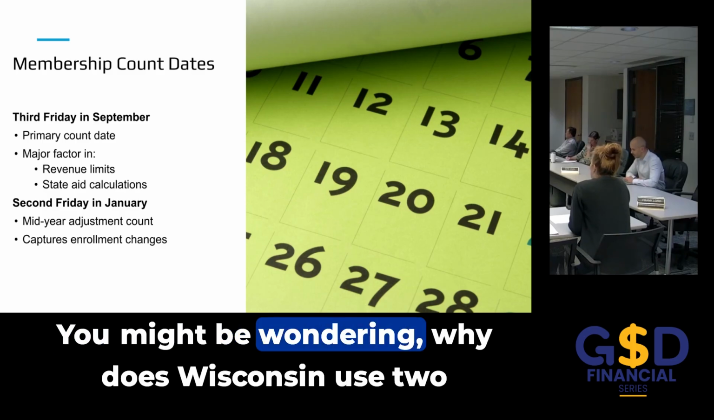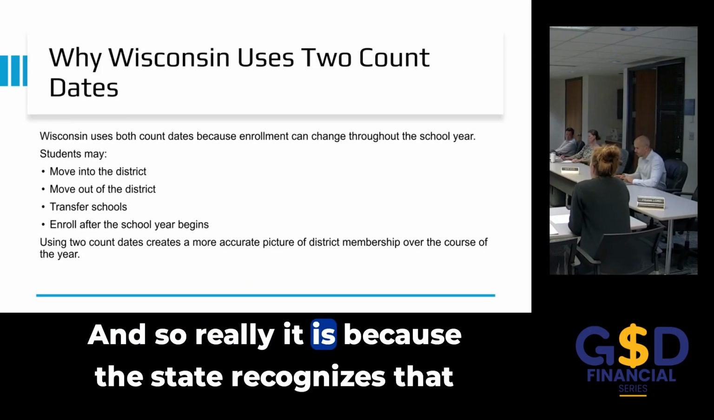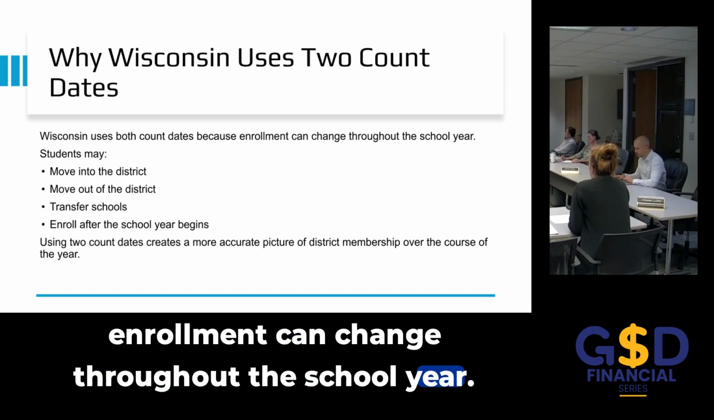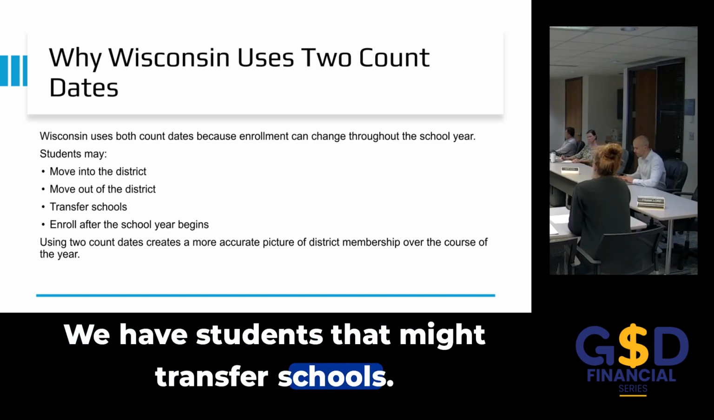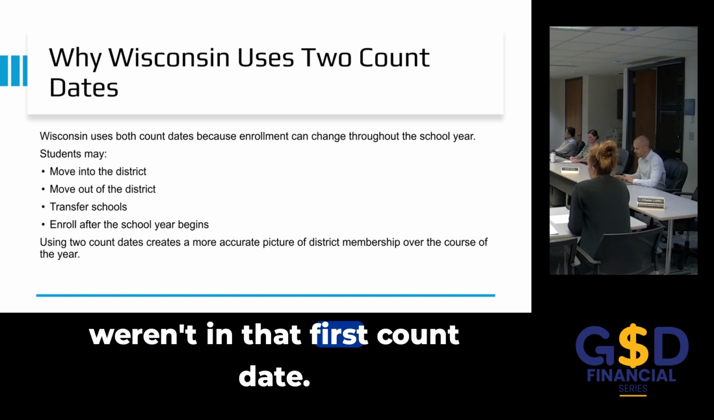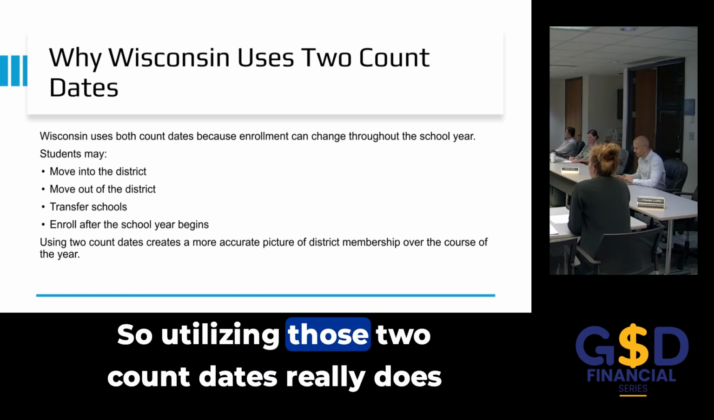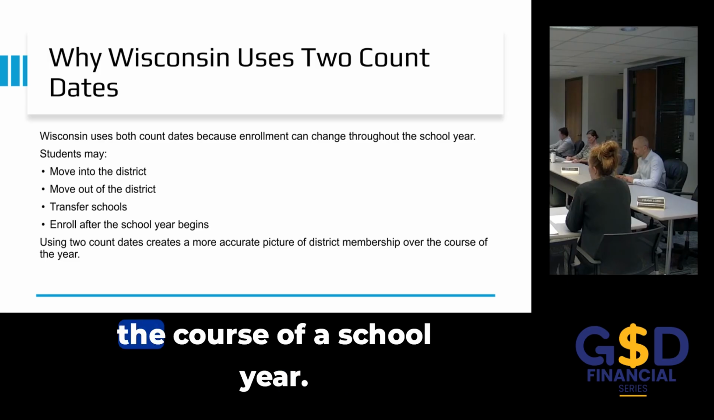You might be wondering, why does Wisconsin use 2 count dates? Really, it is because the state recognizes that enrollment can change throughout the school year. We have students that move in and out of the district. We have students that might transfer schools. They might enroll after the school year begins and weren't in that first count date. So utilizing those 2 count dates really does create a better, more accurate picture of the membership that you have within your district over the course of a school year.